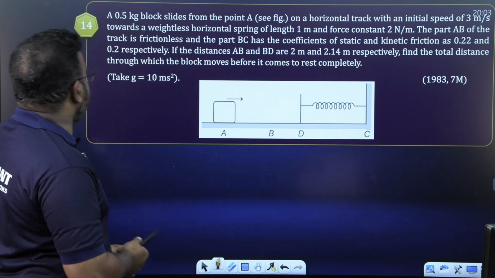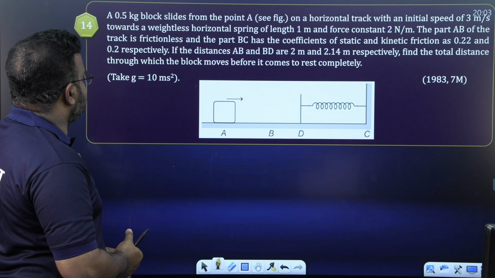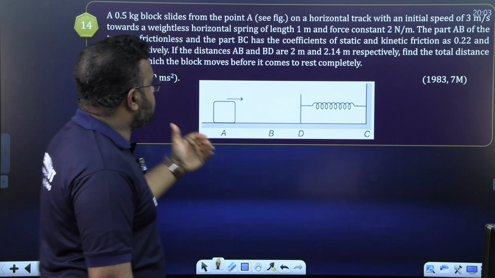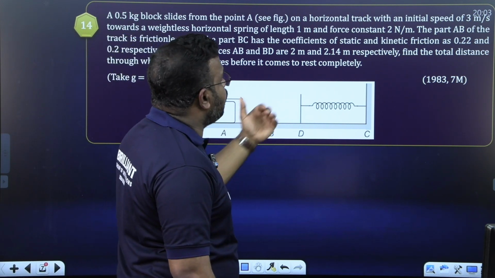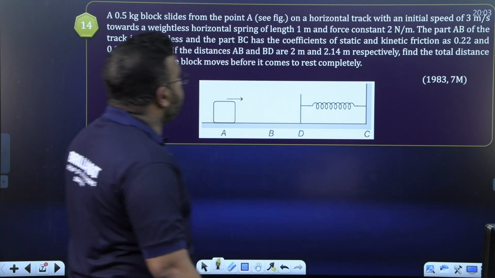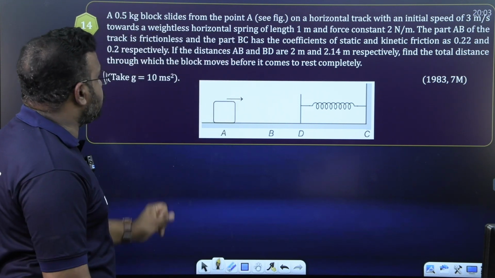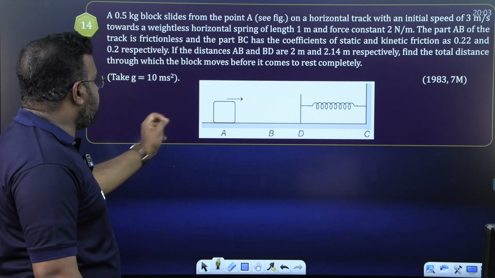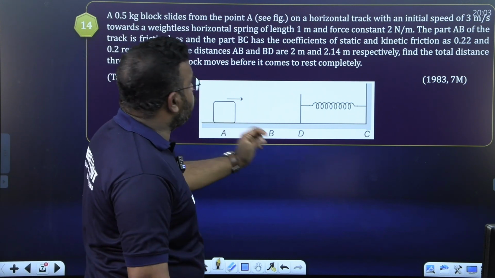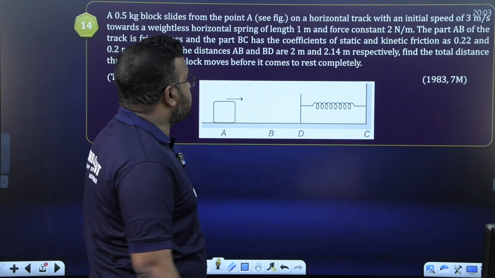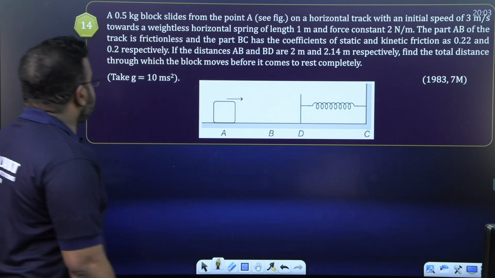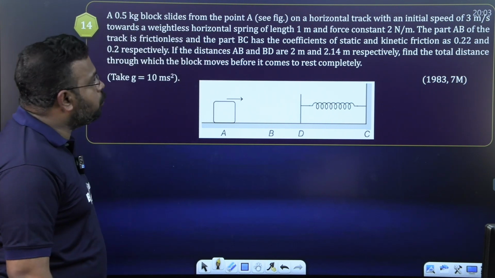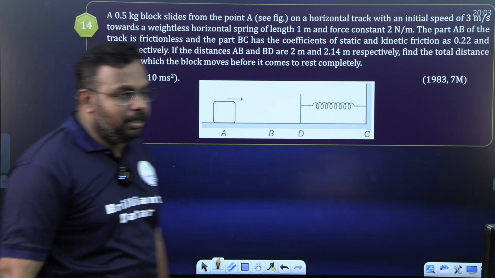The part AB of the track is frictionless and the part BC has the coefficients of static and kinetic friction as 0.22 and 0.2 respectively. If the distances AB and BD are 2 meter and 2.14 meter respectively, find the total distance through which the block moves before it comes to rest completely.